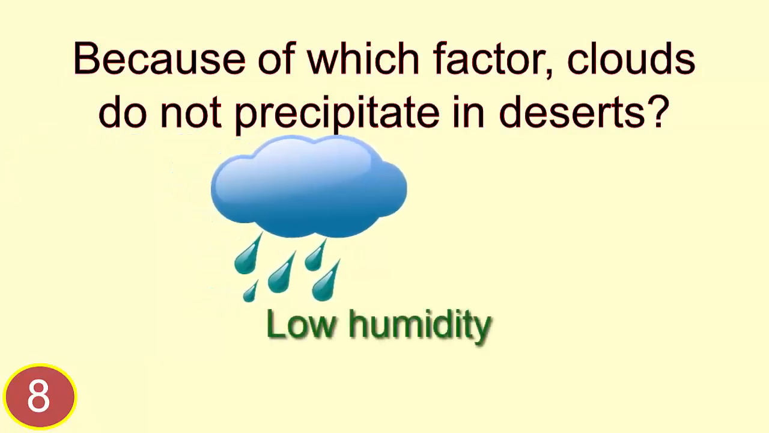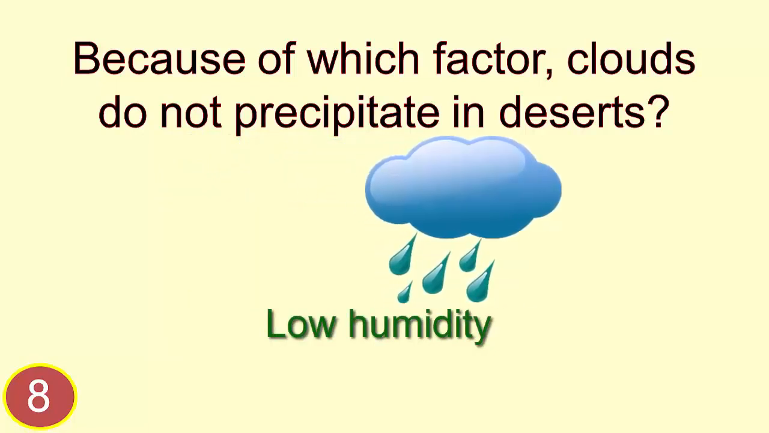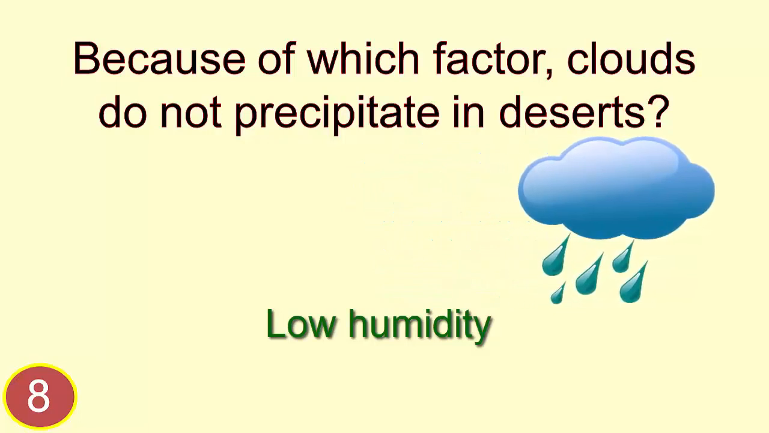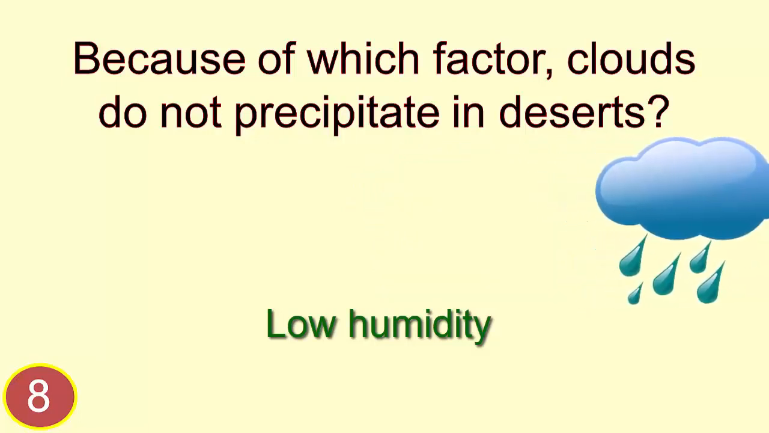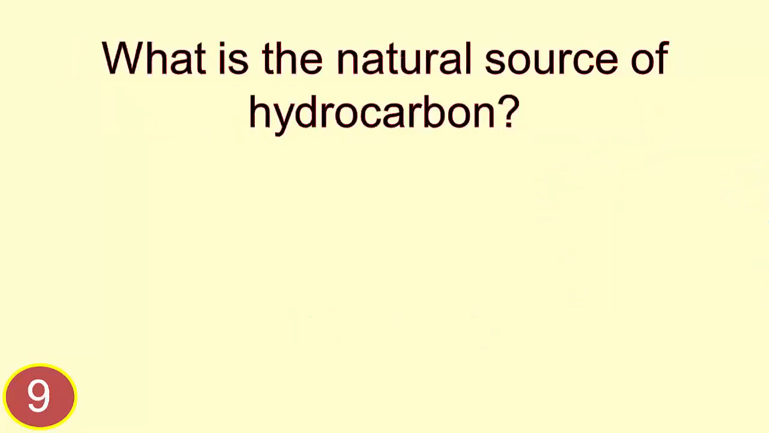Answer is low humidity. The clouds which we find in the skies of the desert region do not precipitate because these clouds are comparatively more dry and have a much smaller amount of water droplets in them than the normal precipitation clouds. What is the natural source of hydrocarbon? Answer is biomass, like petroleum or natural gas.